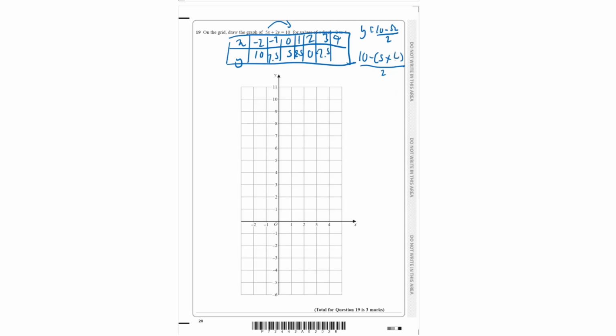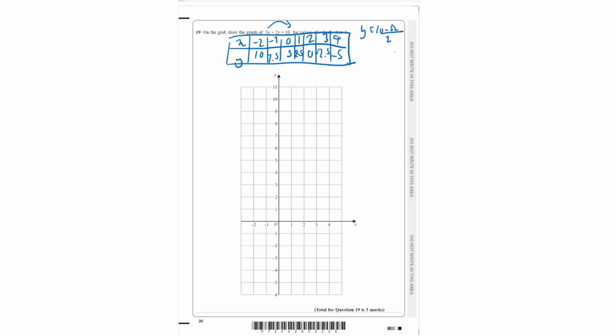Okay, moving on. We have our last value, which is 4. 10 minus 5 times 4 is 20, divided by 2. That's negative 10 divided by 2. That's equal to negative 5. Now that we have all our values, we can actually start drawing the graph.